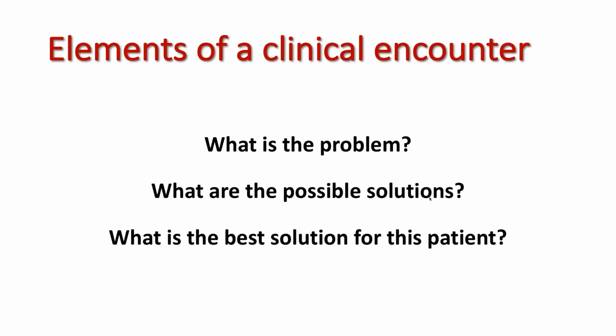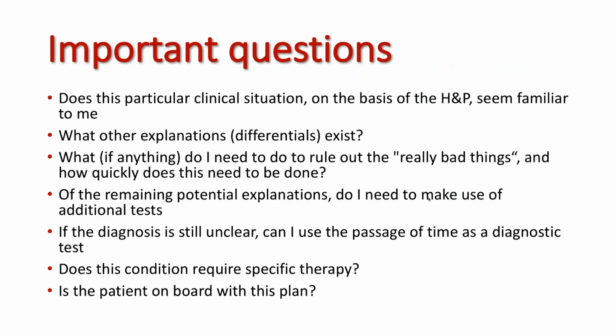So even if there is a standard regime, you need to modify that regime either slightly or substantially for any given patient based on the risk benefit profile of that particular patient. So what are the important questions to ask? The first question that you need to ask is, does this particular clinical situation, on the basis of the history and physical examination, seem familiar to me?